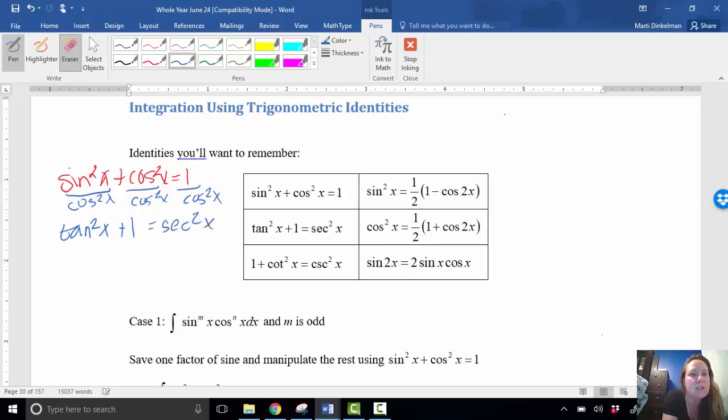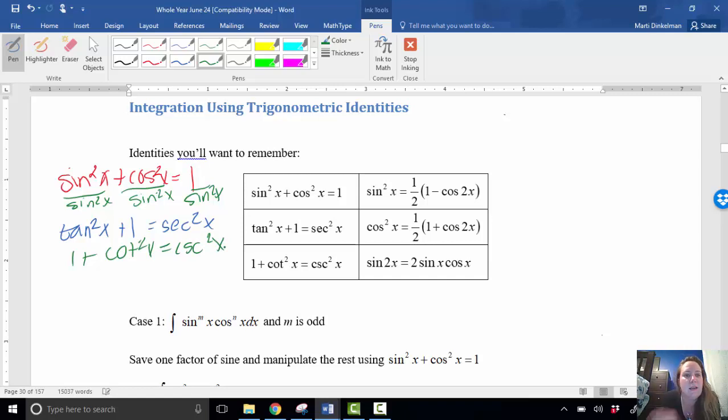Well, let's say instead that I don't want tangent, that I want cotangent. So then, again, I have to remember cotangent is cosine over sine. And so I have to divide everything by sine squared instead this time. So then I get 1 plus cotangent squared equals cosecant squared. And I just do that every time I need the other identity. I just have that sine squared plus cosine squared equals 1 written on my paper. So really, to me, that's the only one you have to memorize out of those 3.